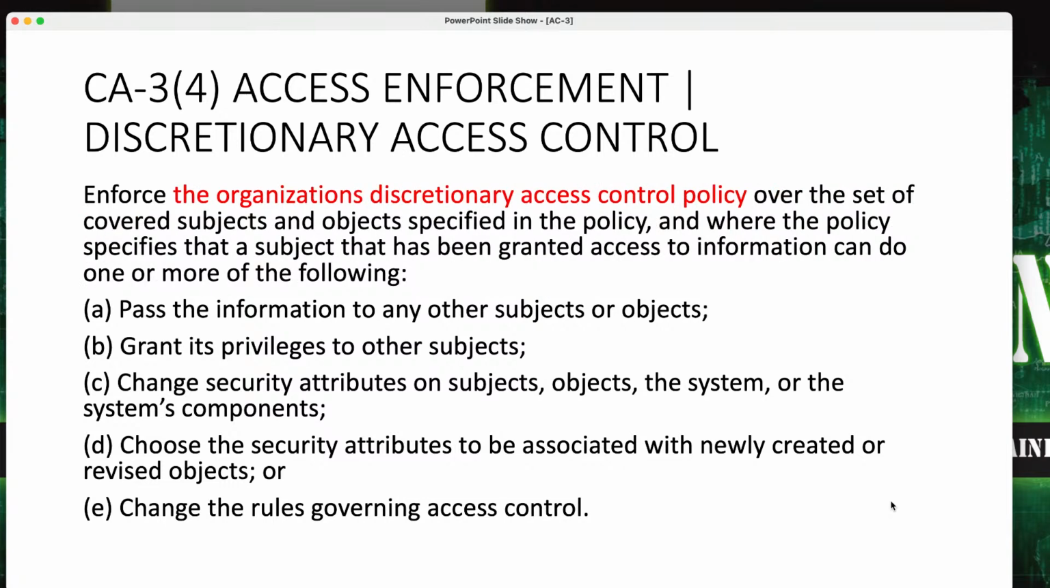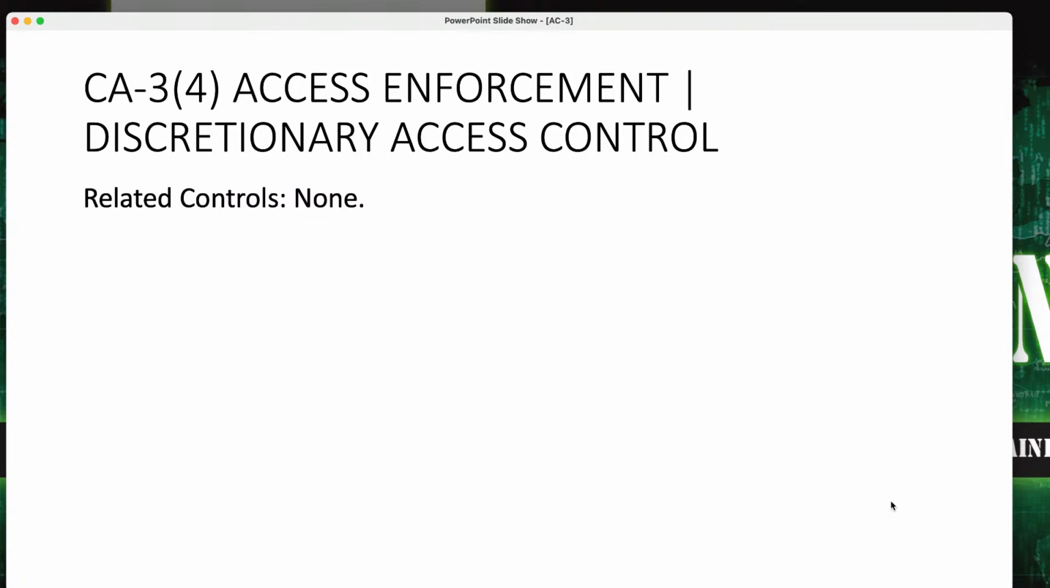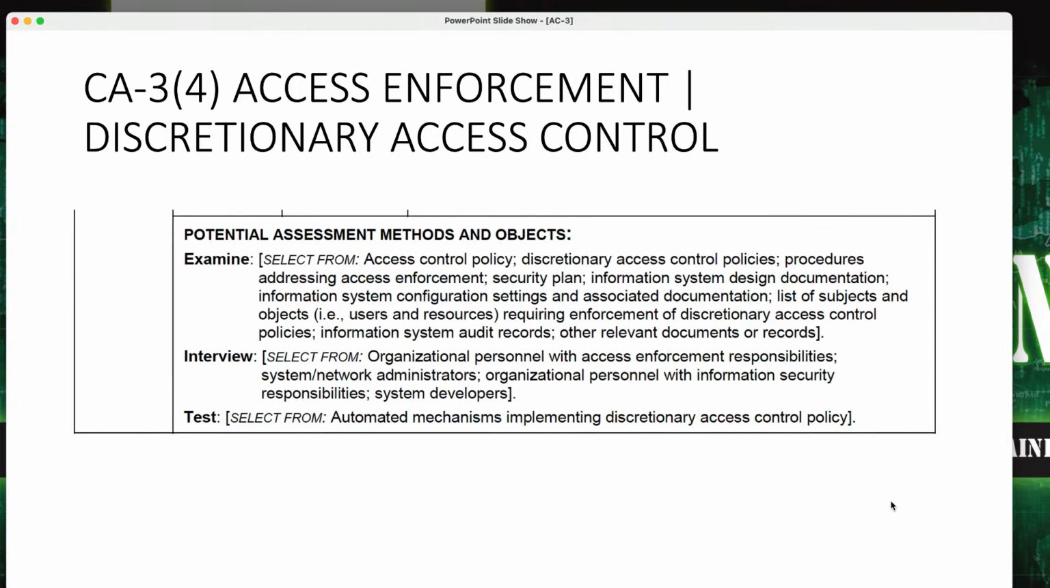In our fake example, the only thing I've added is that the organization's discretionary access control policy is our variable. We want to look at that policy. That policy should define all of this good stuff, all the things we're talking about here. So, no related controls for this one. We do have the ability to examine, interview, and test. Again, we'll look at the access control policy, the discretionary access control policy, the procedures addressing access enforcement, the security plan. We'll look at all those documents.